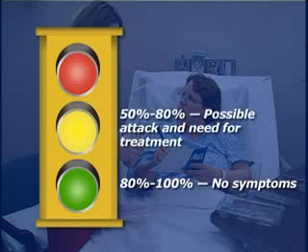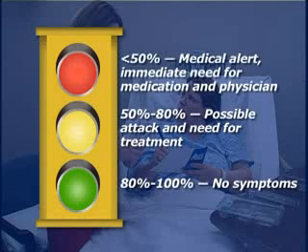A measurement in the yellow zone is 50 to 80% of her personal best, which means caution. The patient may be having an attack and need treatment. A measurement in the red zone is less than 50% of her personal best, which signals a medical alert. She should take medication and call the physician immediately.